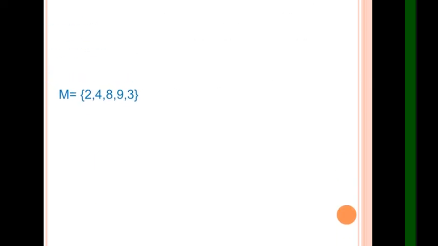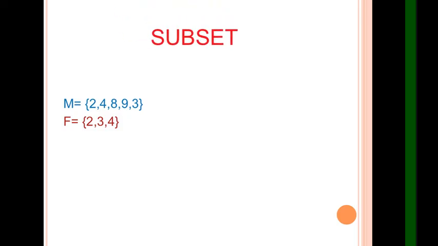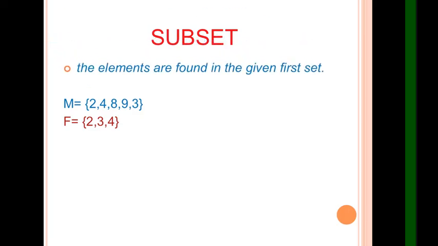Okay, so I hope malinaw na ang cardinality. Let's proceed to the next one. We have this what we call subset. So pag sabing subset, ano ba yung subset? The elements are found in the given first set. So we have the given, meron tayong isang set, and then pag sabing subset, ito yung, meron siyang mga elements dito na makikita sa pinaka-universal set o yung pinaka-set nila.